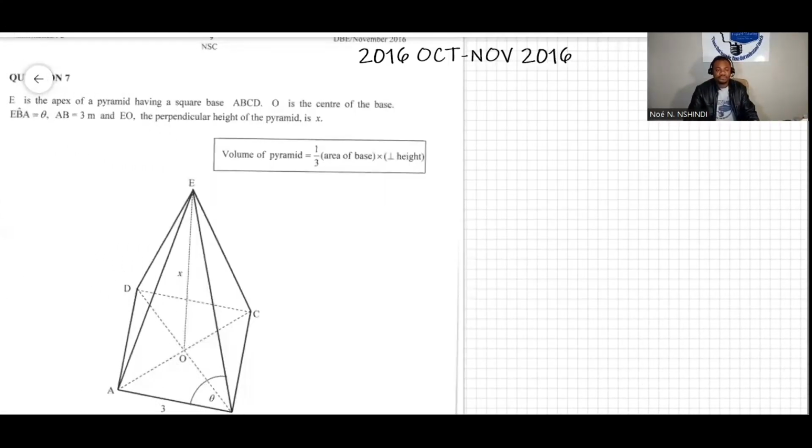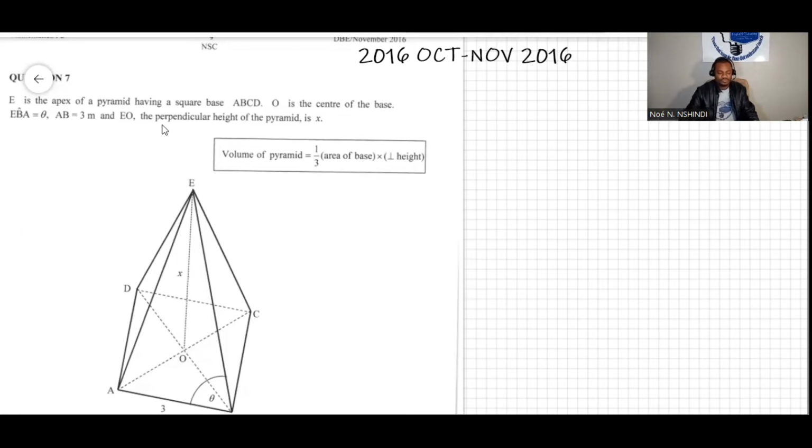Well, we have another question here. Question 7 says E is the apex of a pyramid having a square base ABCD. O is the center of the base. The angle EBA is equal to theta, and AB is 3 meters, and EO, the perpendicular height of the pyramid, is x. The volume of the pyramid is given by a third times area of the base times the perpendicular height.